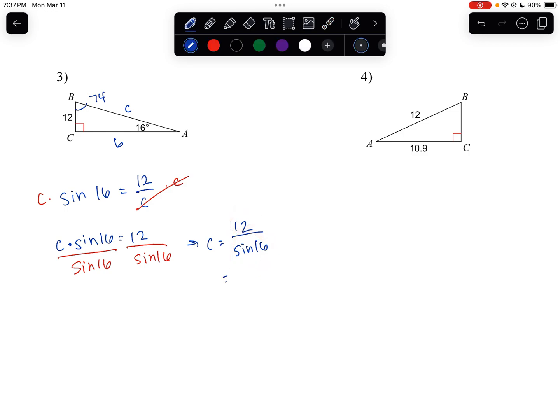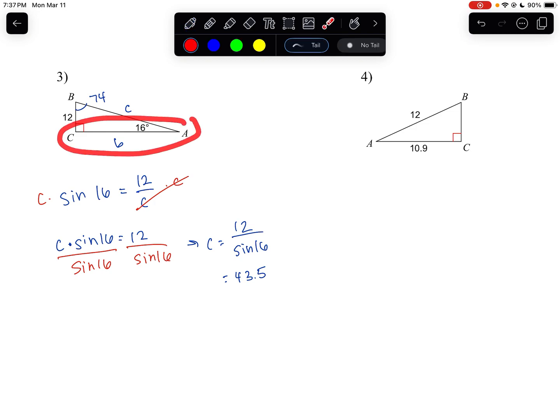So in my calculator, I'll do 12 divided by sine of 16, and I get 43.5. So there you go. My hypotenuse is 43.5.